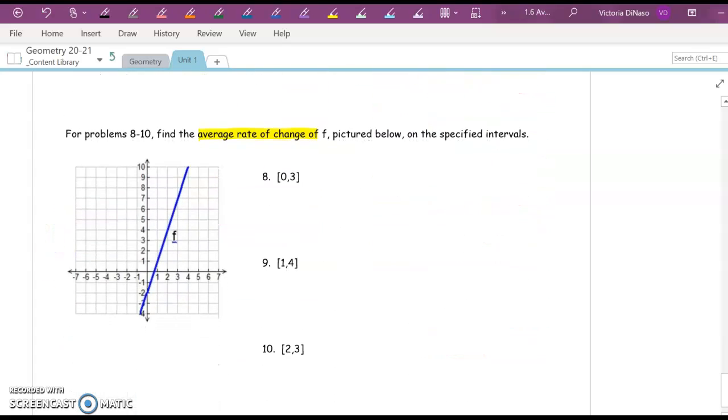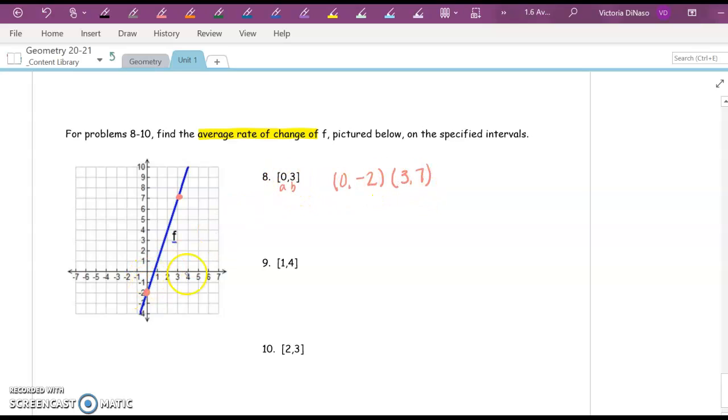Finally, for numbers 8, 9, and 10, we're given my picture F. So my line F, these are given in interval notations from A to B. So I'm going to go ahead and put a little dot on 0. When x is 0, what's y? Y is at -2. So we have 0, -2. And then when x is 3, right here, y is 7. So we have another point, 3, 7. So I was able to get my y values given that x was 0.